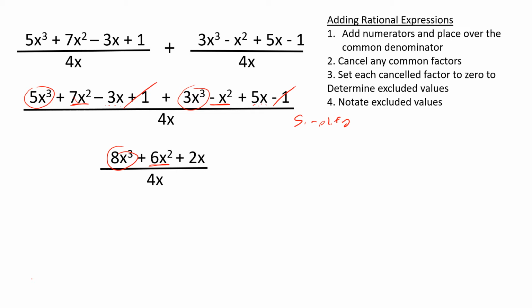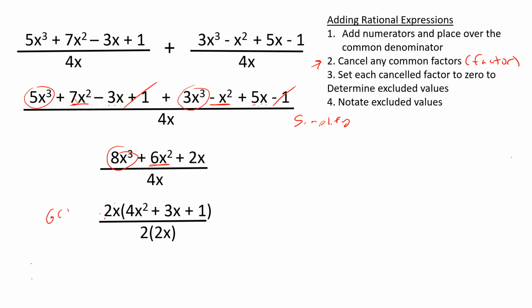Next thing you're going to do is cancel common factors. Well, in order to cancel common factors, you do have to factor. And so we have a polynomial on top that needs to be factored. It has a GCF of 2x. So I factored out a 2x, and then 2 times 2x on the denominator gives you the 4x. So all we did was factor out a common GCF.